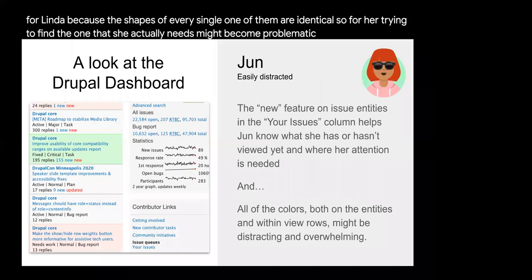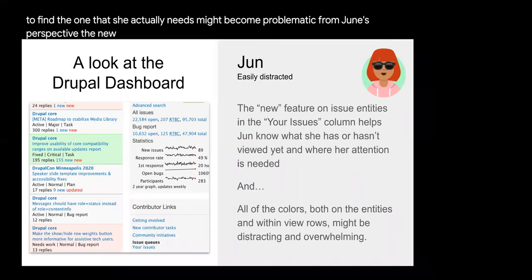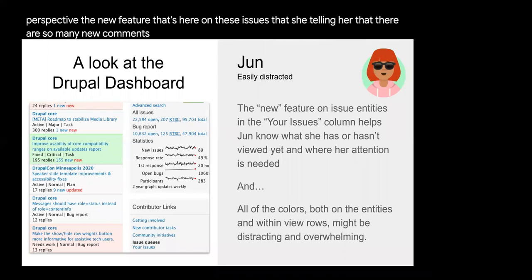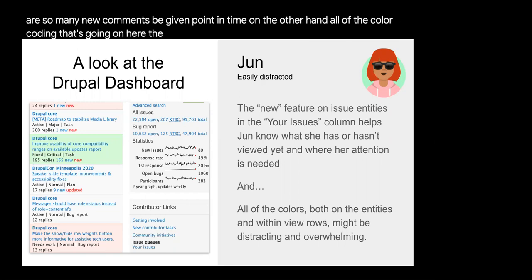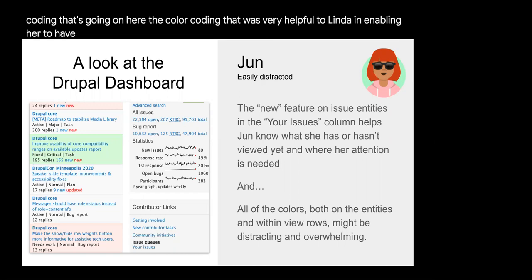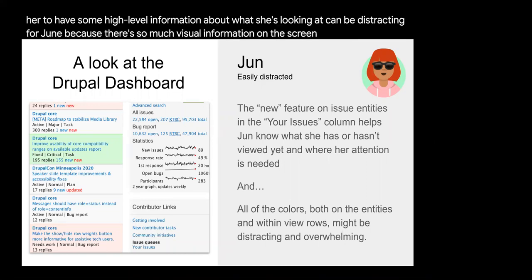Looking at this from June's perspective, the new feature on these issues that tells her there are so many new comments can be really helpful, because it helps her know what she has or hasn't looked at at any given point in time. On the other hand, all of the color coding that was very helpful to Linda in giving her some high-level information about what she's looking at can be distracting for June because there's so much visual information on the screen.